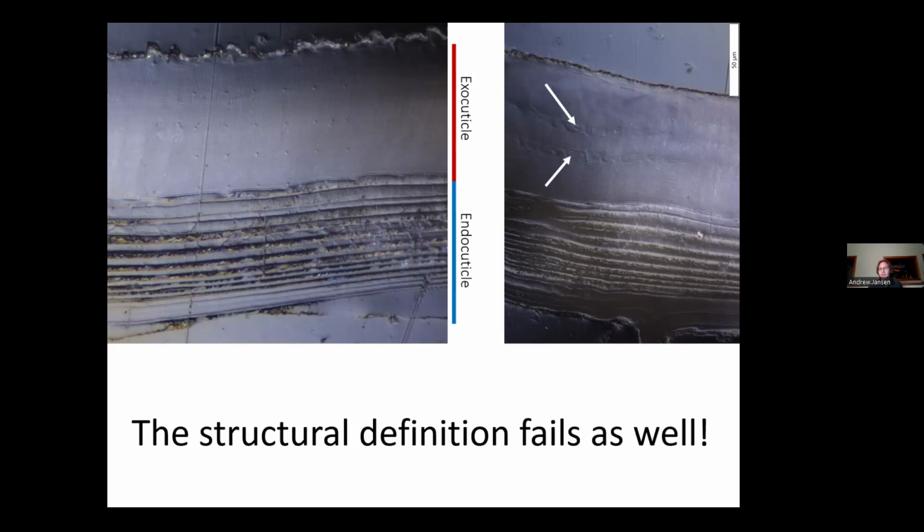So the structural definition, if I said that, okay, only the outermost layer that's helicoidal is exocuticle, all the rest is endocuticle, the structural definition would fail. Why? Because I would say that everything starting at this upper white arrow on down was all endocuticle, when very clearly it's not. At least I would say that this material up here is different than the material down here. They don't belong together. They shouldn't be called the same thing.